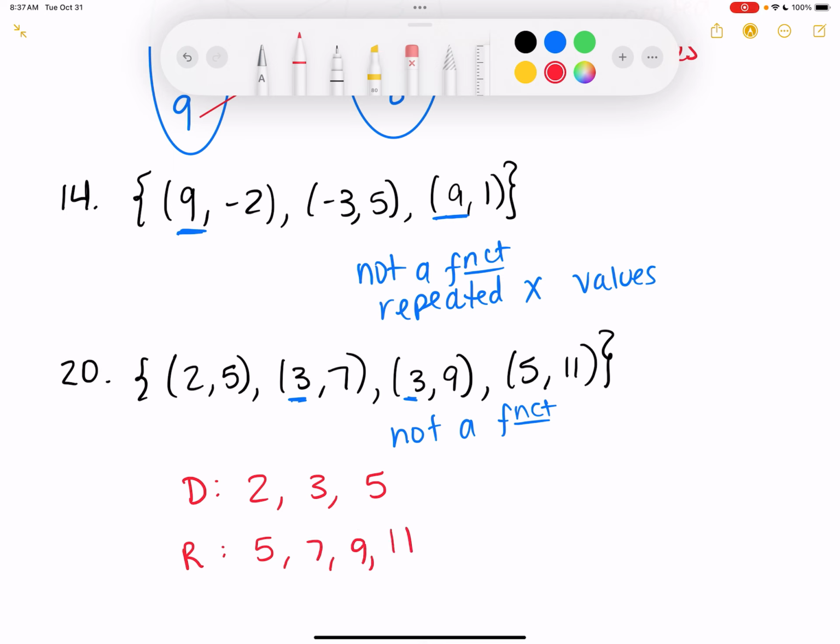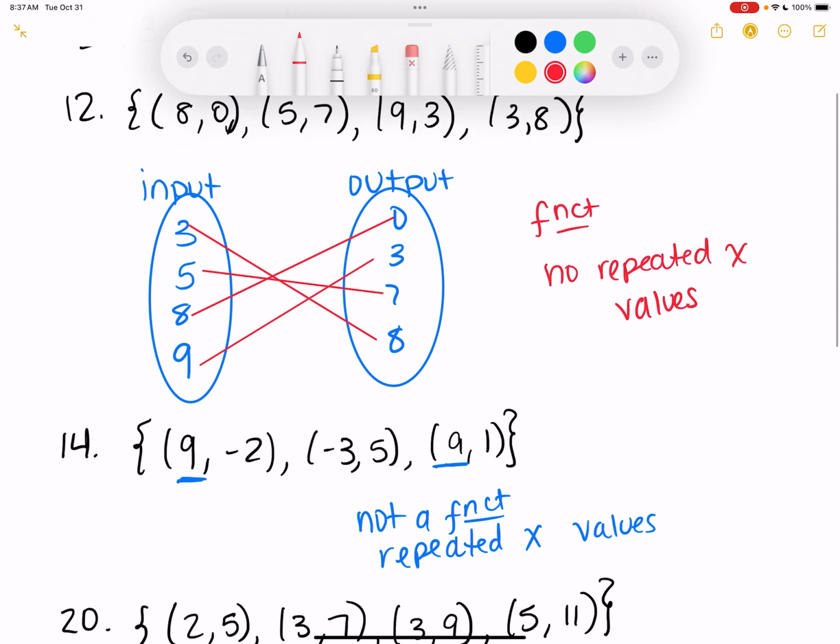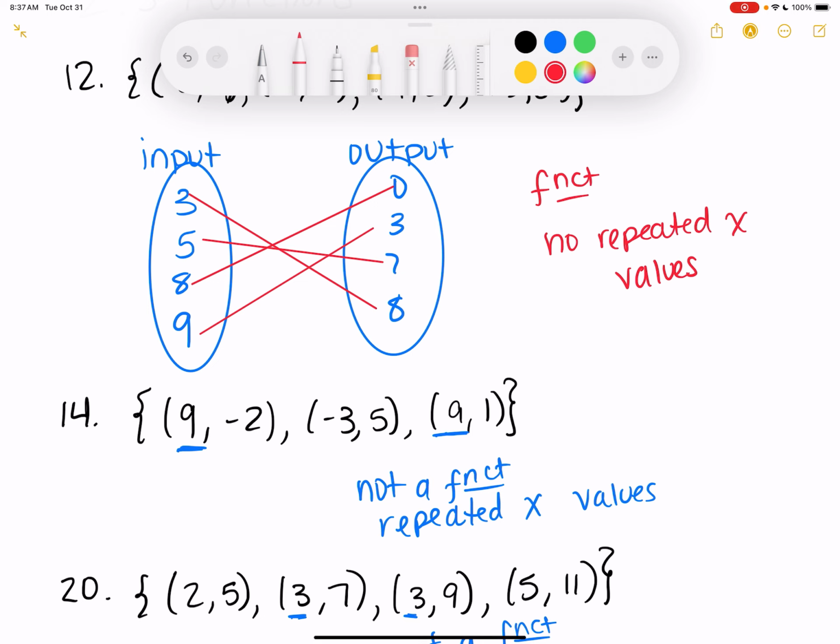Another way to see if you have a function or not is if there are fewer domain values than there are range values, then that means it is not a function. That's kind of the same thing. If there are fewer input values than output values, it would be not a function, because they all tell you the same information, just in a different way.